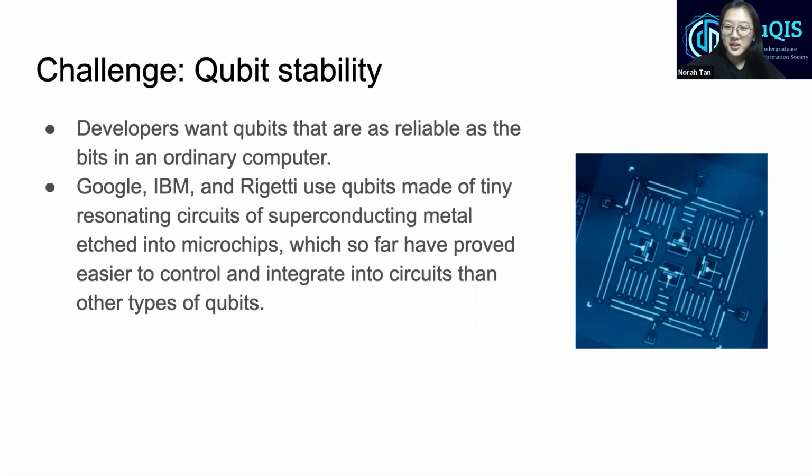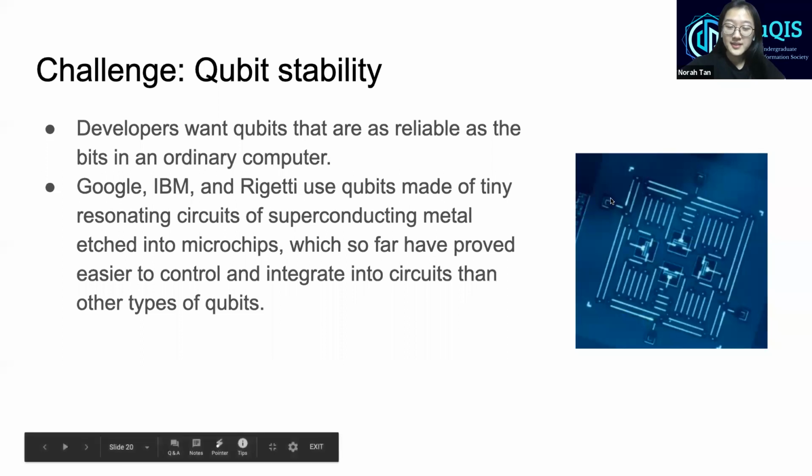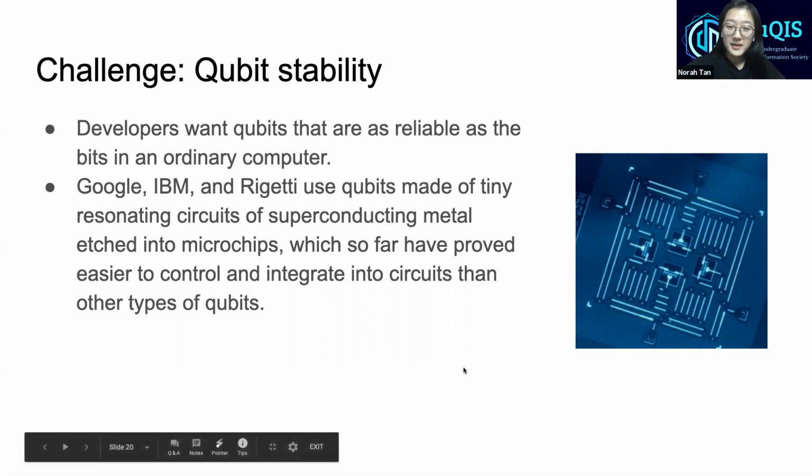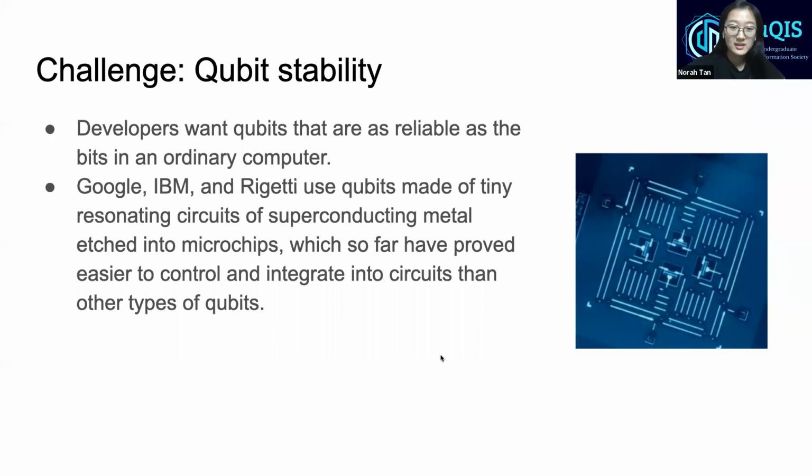We can take the superconducting qubits that IBM and Google use as an example. This is a device that consists of 4 superconducting qubits, which you can see in the middle, fabricated and published by IBM in 2017. Google, IBM, and Rigetti use qubits made of tiny resonating circuits of superconducting metal put into microchips, which so far have proved easier to control and integrate into circuits than other types of qubits.